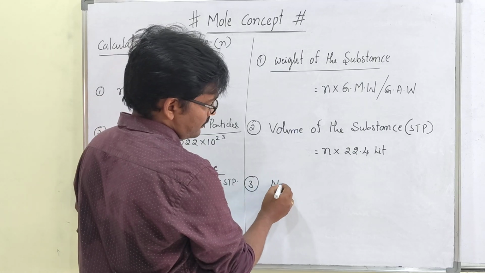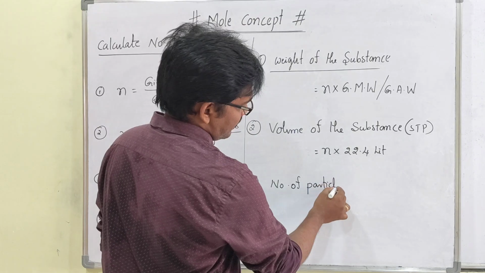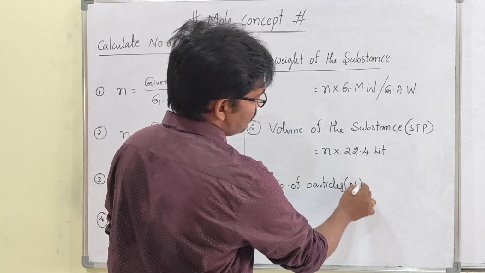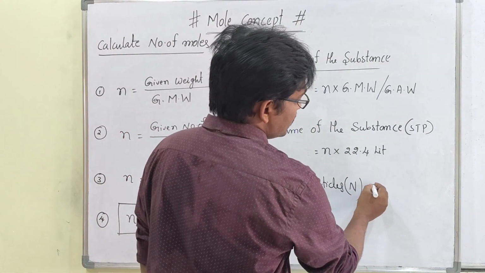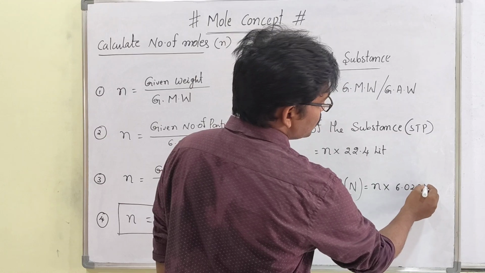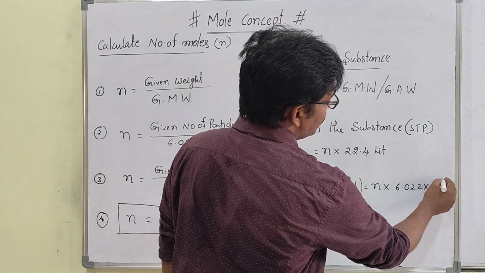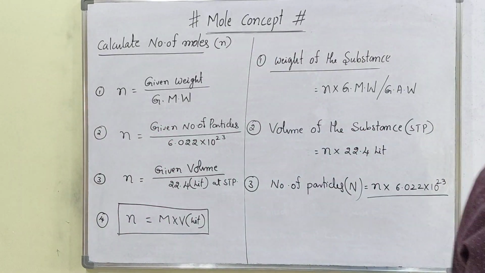So number of particles in case if you want to find out, capital N, we are representing with a capital N. Number of particles equals to number of moles into Avogadro number, 6.022 into 10 to the power of 23. So this is the formula to calculate the number of particles.